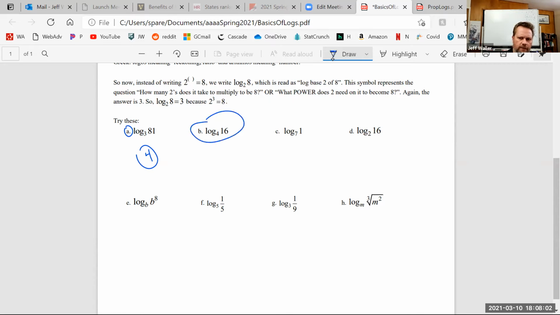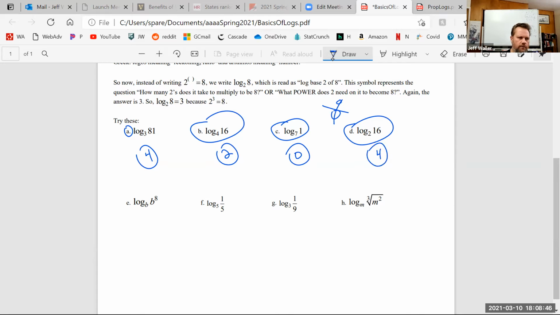So, of course, what's part B? It's even easier. It's 2. I love it because you just need 2 4s to multiply to make 16, or 4 to the second power is 16. What about C? 0. Anything to the 0 power is 1 except 0. 0 to the 0, let's not talk about him. He's some freaky stuff. And D is easy too. What's the answer for D? 4. I love it.